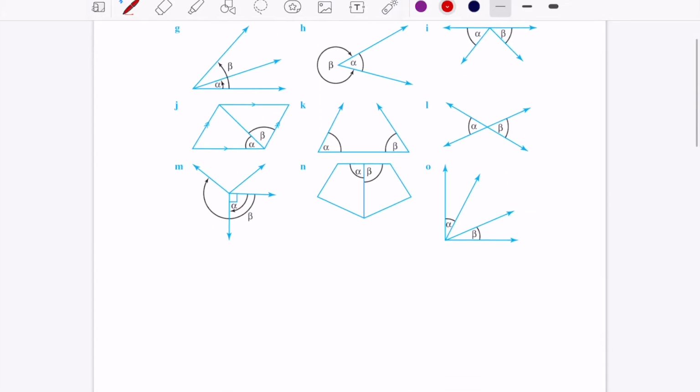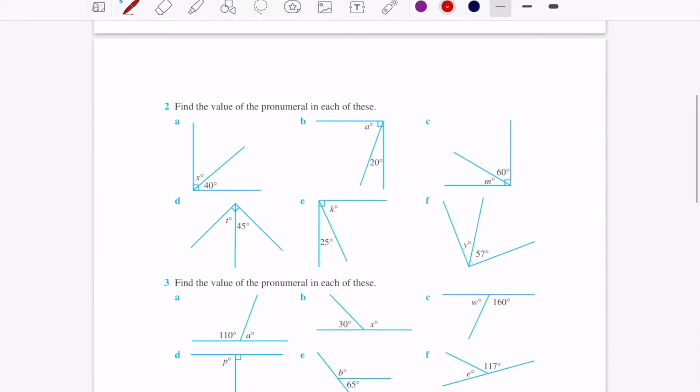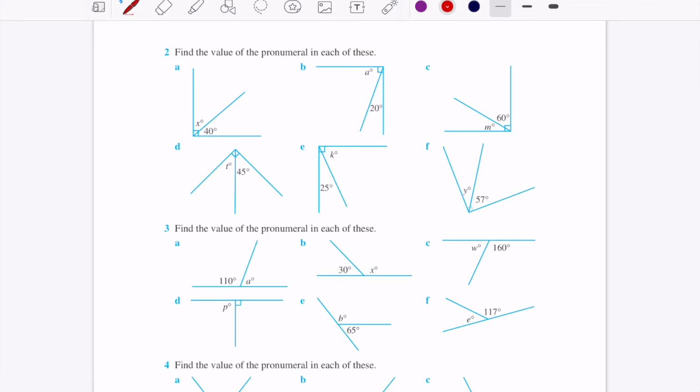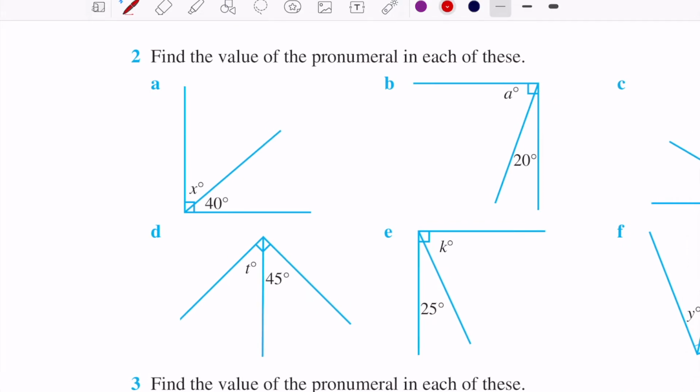Now let's go to question 2. We need to find the value of the pronumeral in each of these. So first one, we're going to find the value of x. Now, if you have a look at here, that means it's a right angle. That's 90 degrees. So that means x is equal to 90 minus 40, which is 50 degrees.